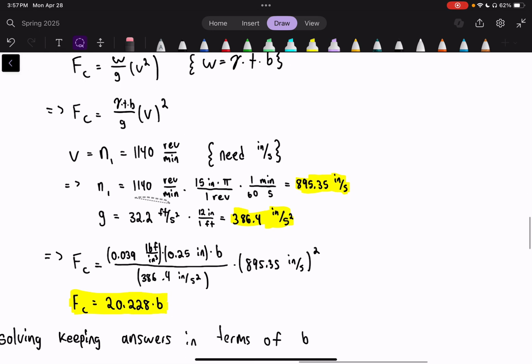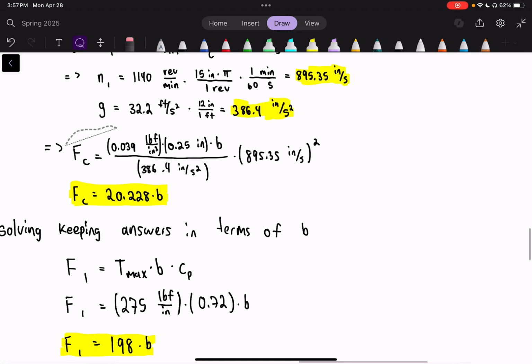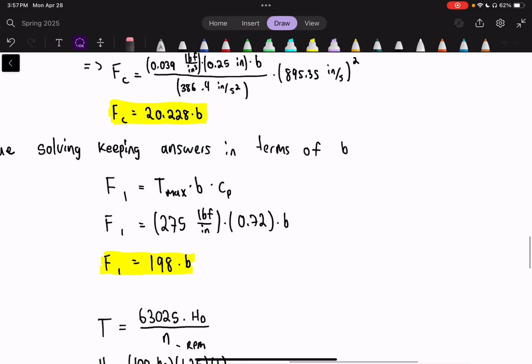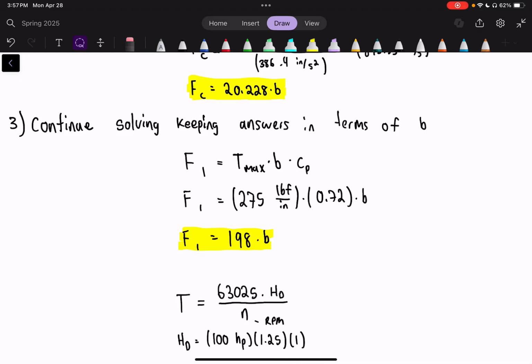So doing that, we multiply the original speed by 15 pi per revolution, and we divide it by 60 seconds per 1 minute to get this 895.35 inches per second as the speed. And then the gravity, of course, is going to be multiplied by 12 inches per 1 foot to give us 386.4 inches per second squared. So plugging in all those values, we're going to get the centrifugal force, keeping the B as a constant, of 20.228 times that constant B. So we're going to continue solving, keeping these answers in terms of that constant B, which we're solving for.